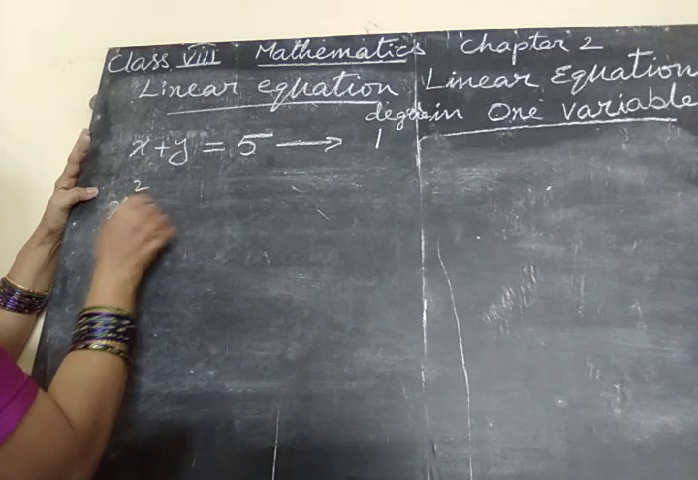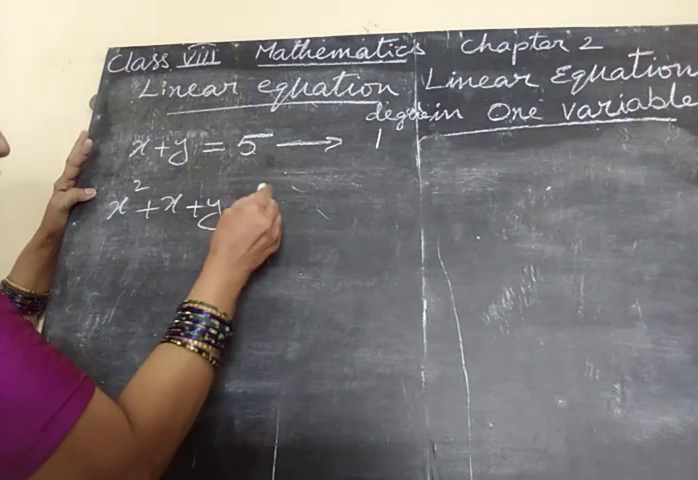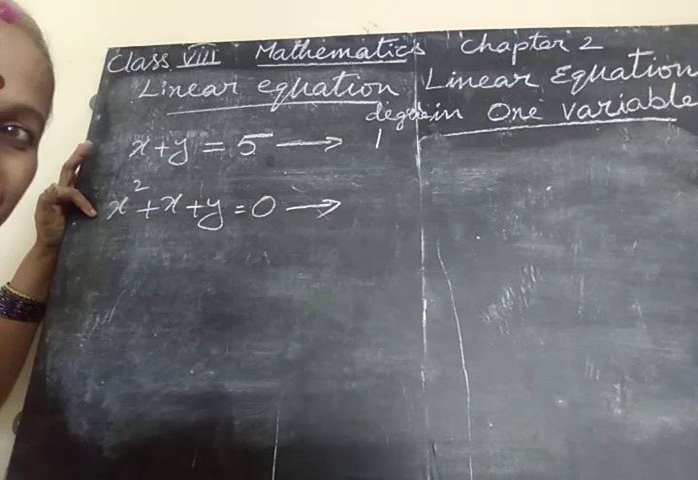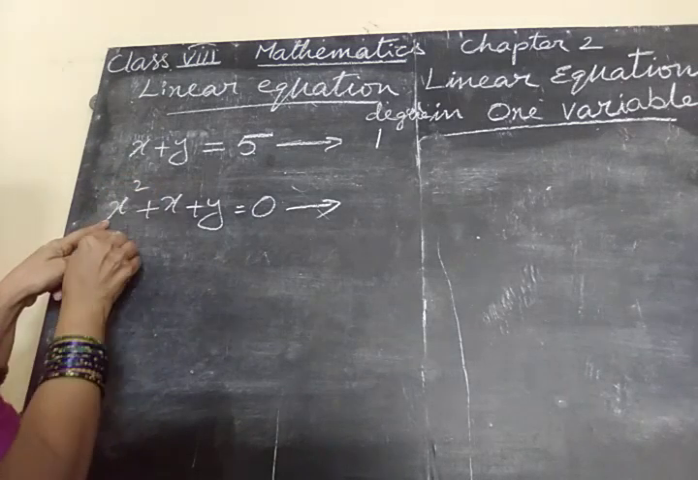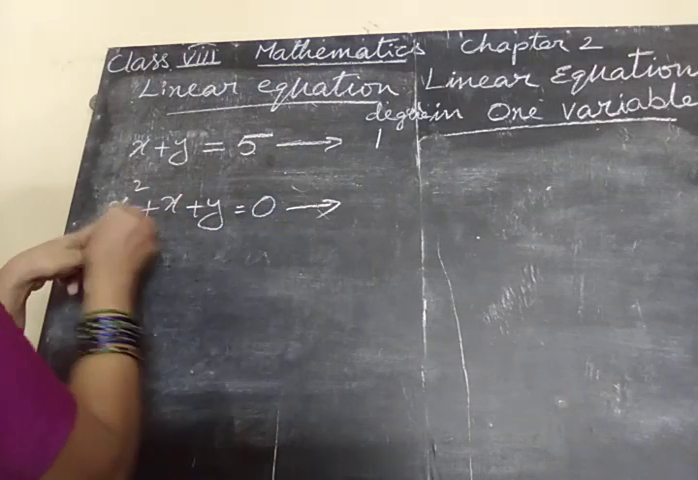And x square plus x plus y is equal to 0. What is the degree here? Highest degree. Here 2, here 1, and 0. It means the degree here is 2.